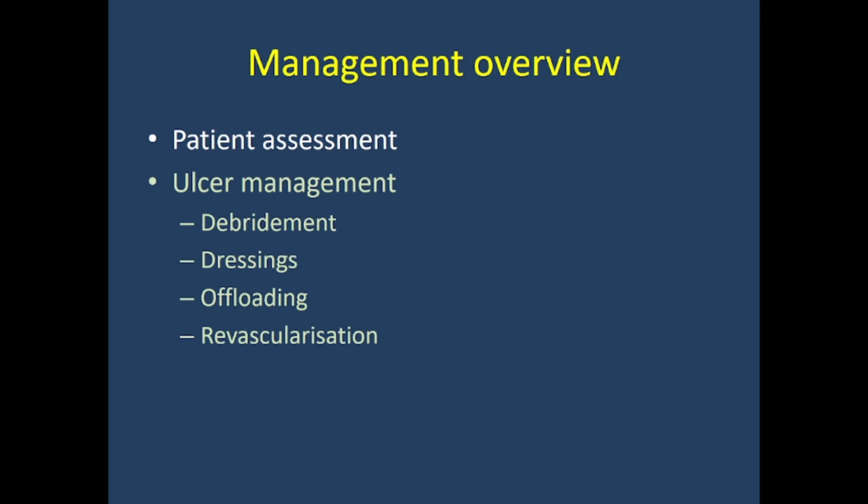And in the ulcer management, there are four main components: wound debridement, dressings, offloading, right? So that's the word you should remember. Offloading and revascularization. So those are the four components. We'll go into detail about the ulcer. And then, of course, this is a never-ending story. If you see an ulcer, prevention of recurrence, right? So those are the components you have to address.